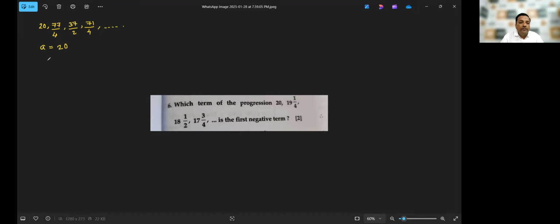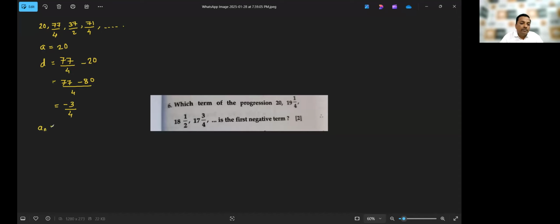Then we have to find the difference. Difference is D, that is second term, that is 77 by 4 minus 20. Then we'll do LCM. 4 goes here, 77, 4 into 20 is 80, divided by 4. So difference is minus 3 by 4. Difference is minus 3 by 4. So we have to find out the term, that is an.